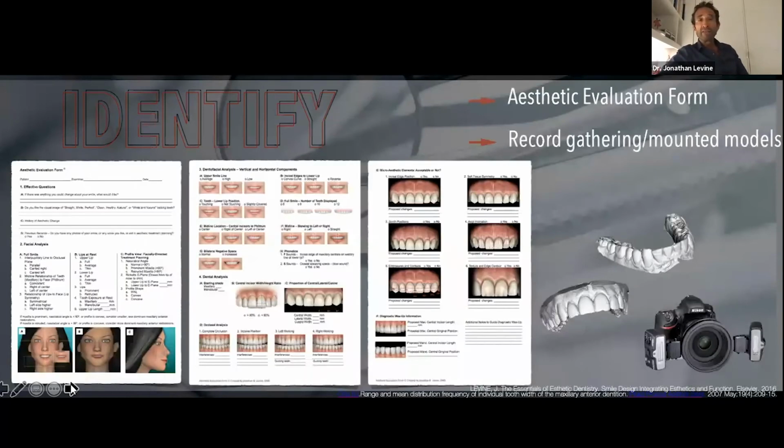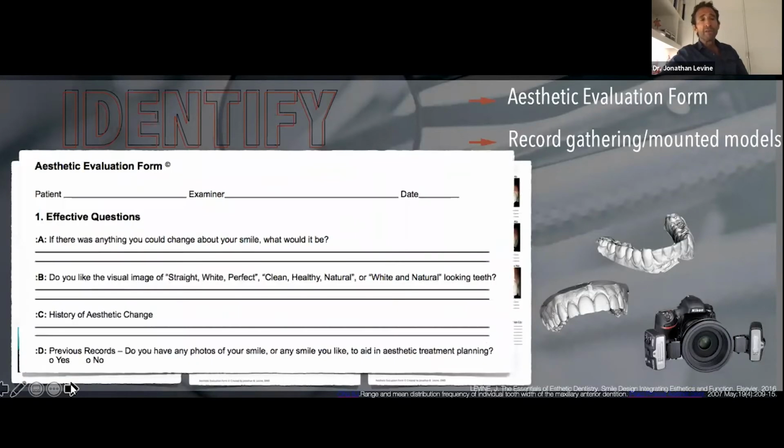And here's the aesthetic evaluation form. It's gone through multiple iterations, and new iterations in the last year. But it basically asks some very important questions. And of course, this is very much in keeping with Dr. Ron Goldstein, which is asking open-ended effective questions. If there was anything you could change about your smile, what would it be?